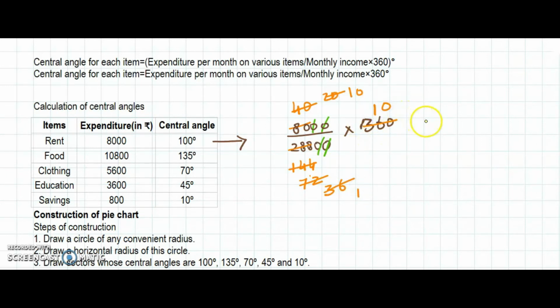Here comes a 10, and 10 and 10 will multiply to get the degree measurement as 100 degrees for rent. Similarly for food, clothing, education, and saving are 135 degrees, 70 degrees, 45 degrees, and 10 degrees respectively. So now, how can we construct the pie chart? The steps of construction are mentioned below the table.